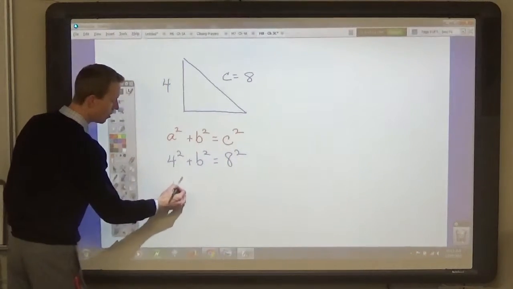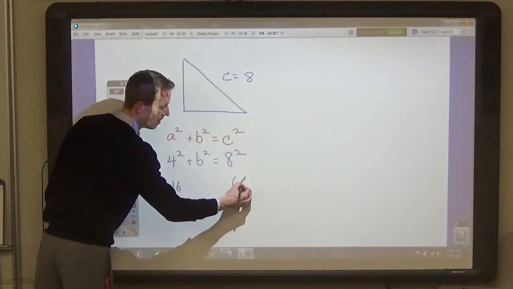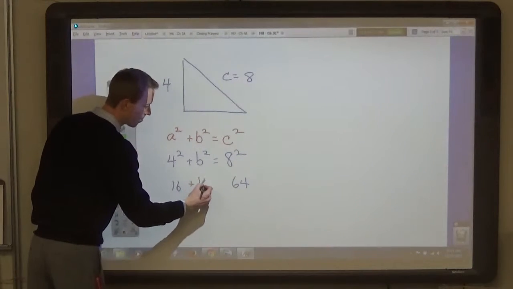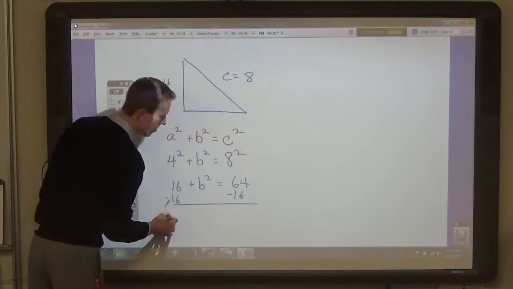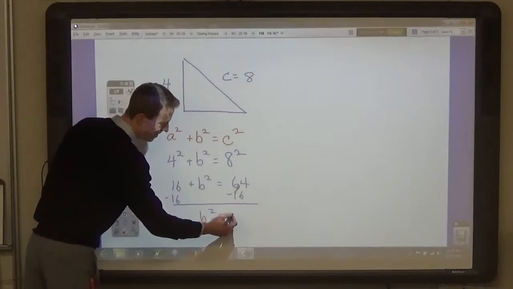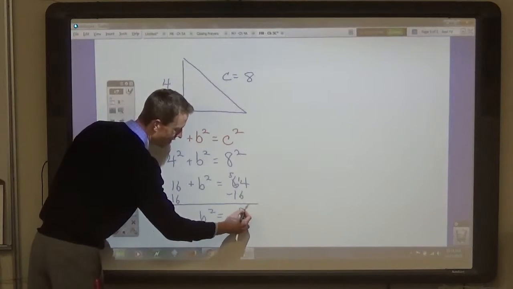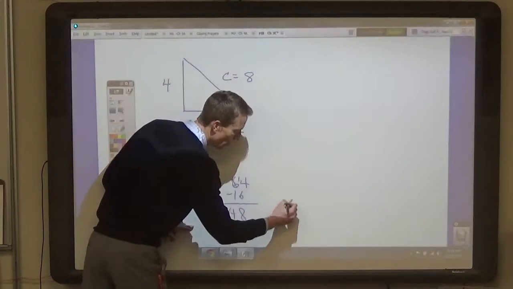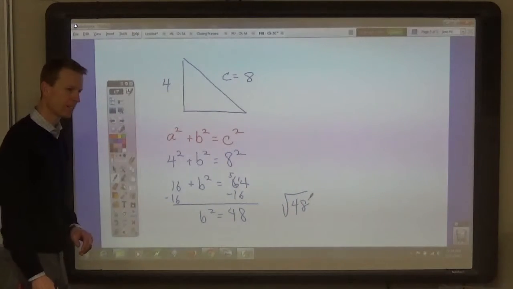So we simplify it to 16 plus b squared equals 64. Then subtract 16 from both sides. So b squared is 48. Then the square root of 48 is b, right?